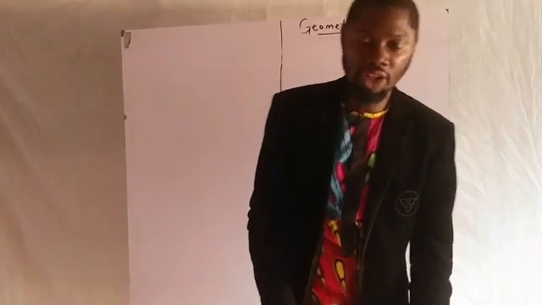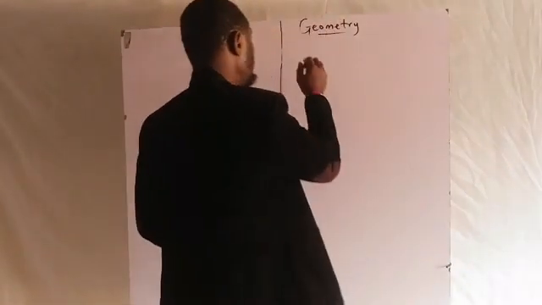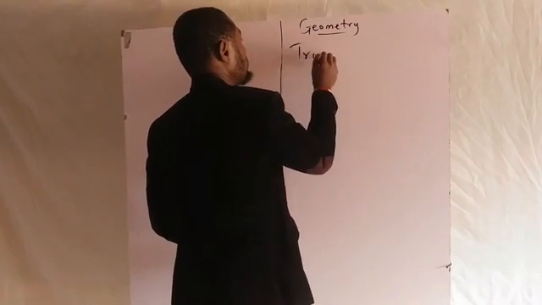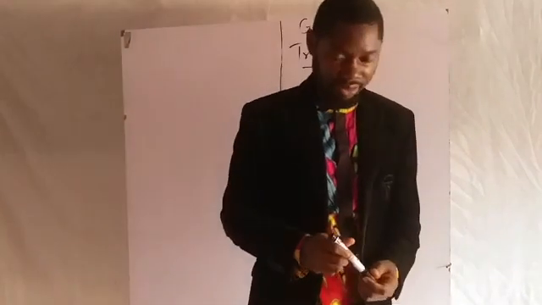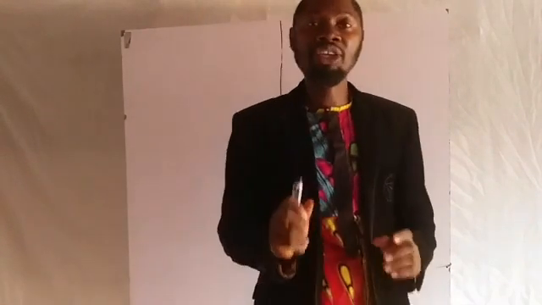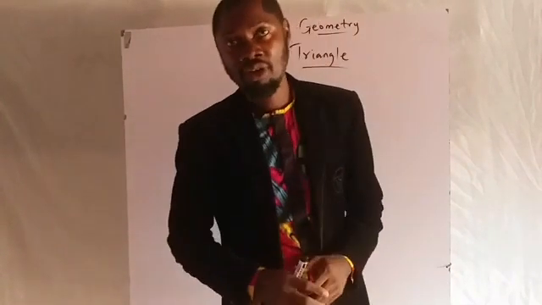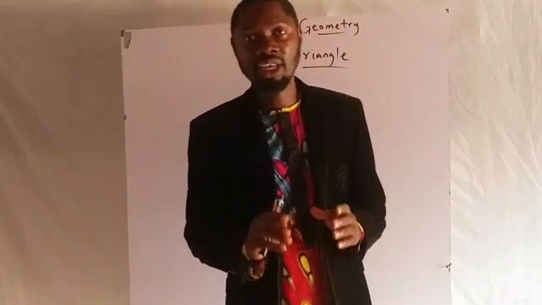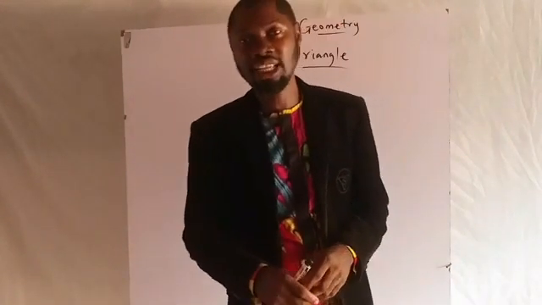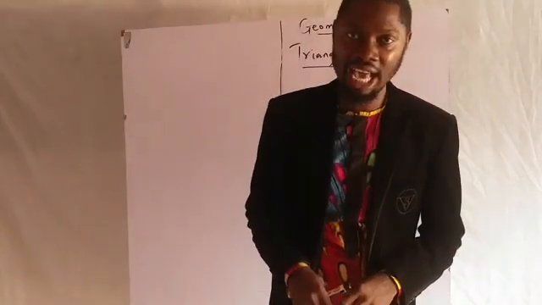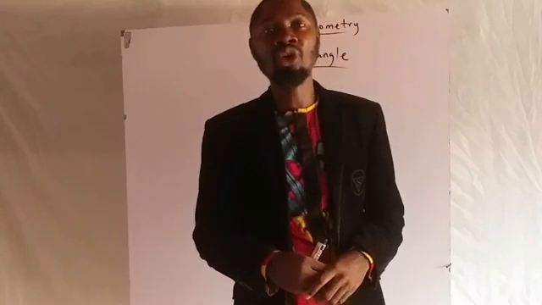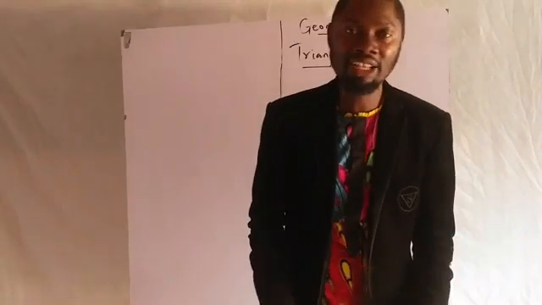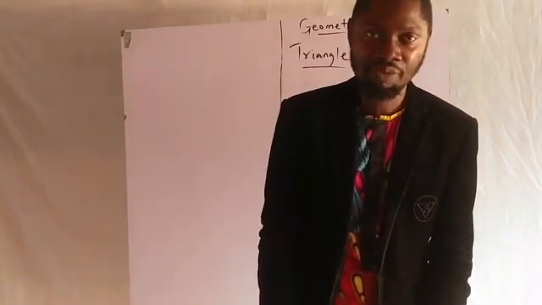Okay, still on the triangle. In the previous class, I mentioned the three types of triangles that we have. I mentioned the equilateral triangle, which has all three sides equal and interior angles also equal, and I said it has three lines of symmetry.